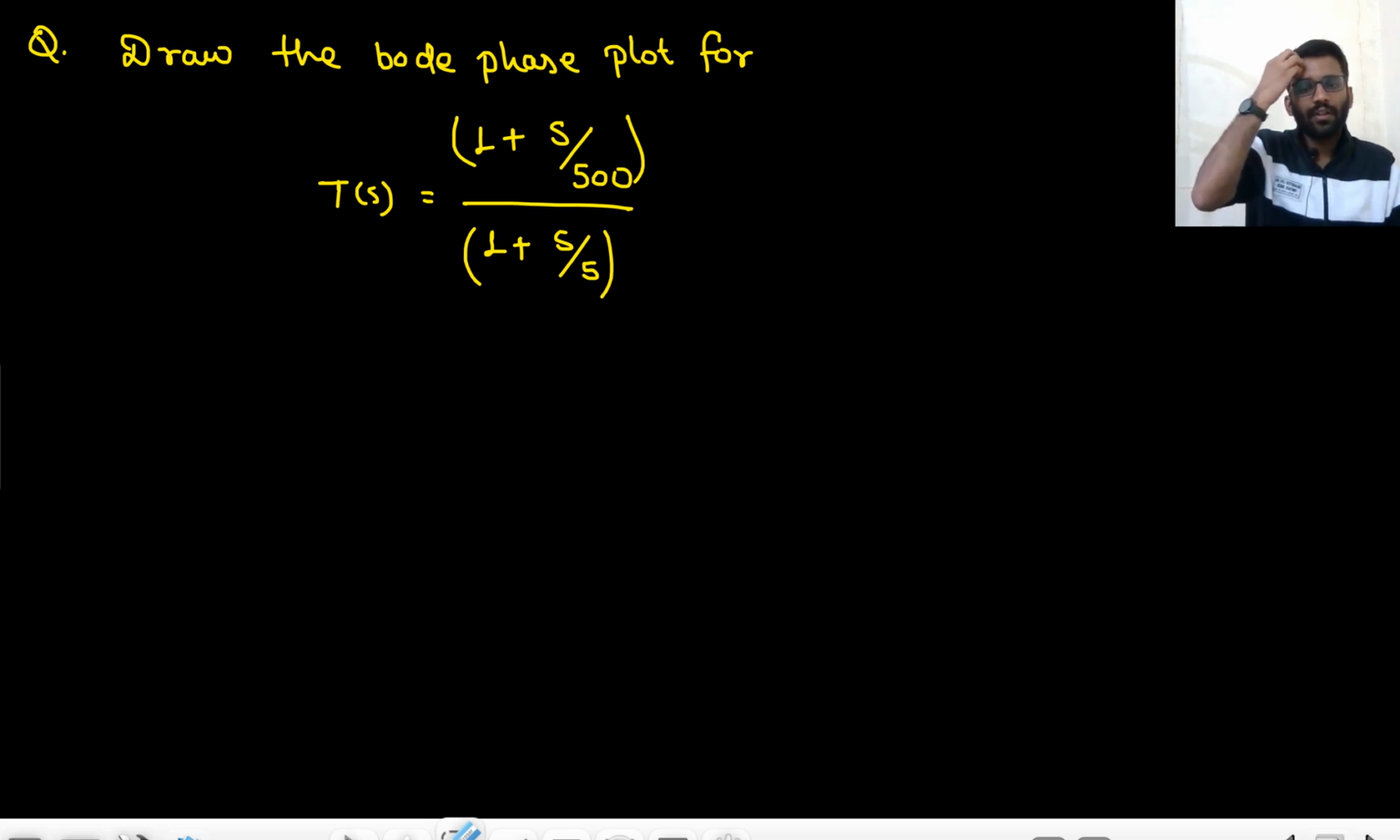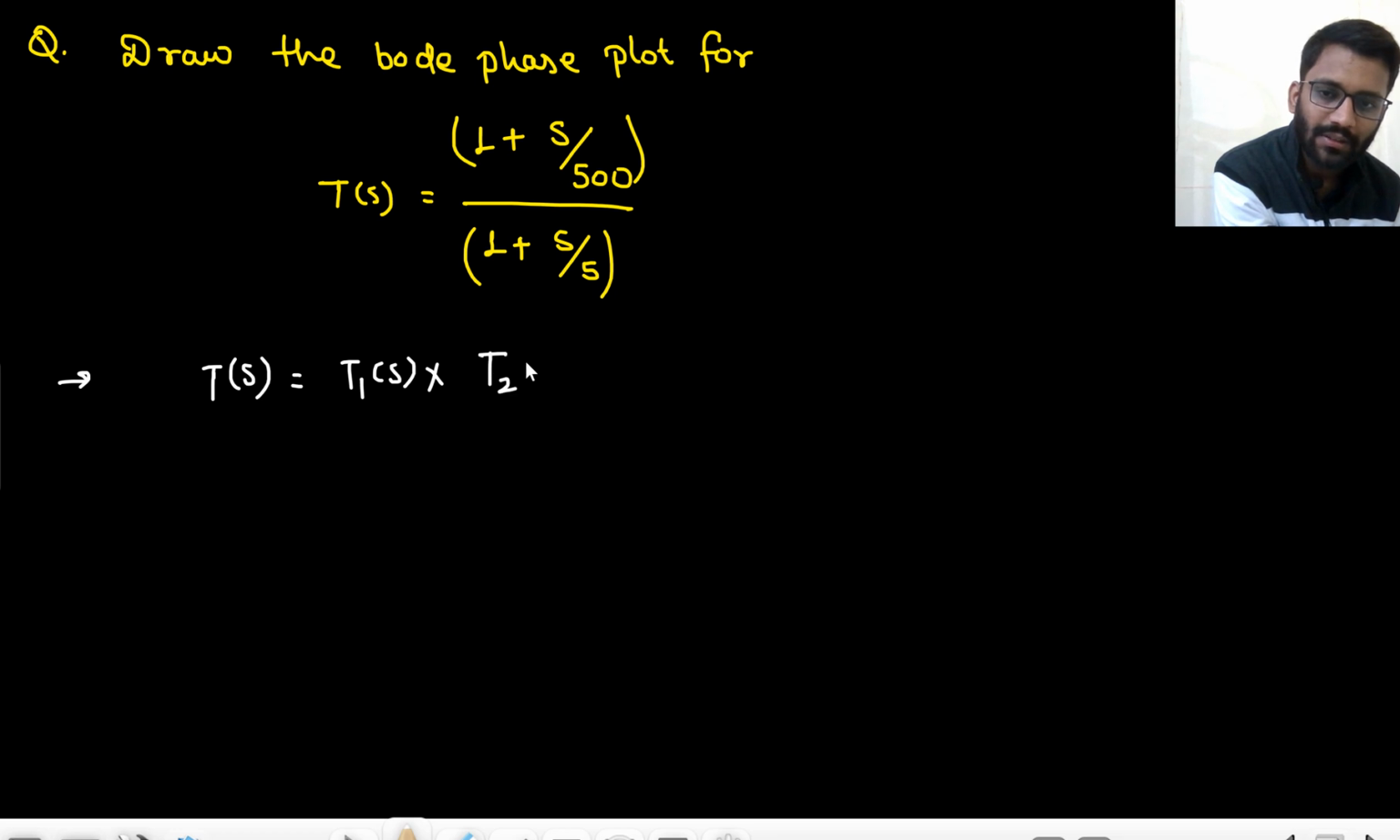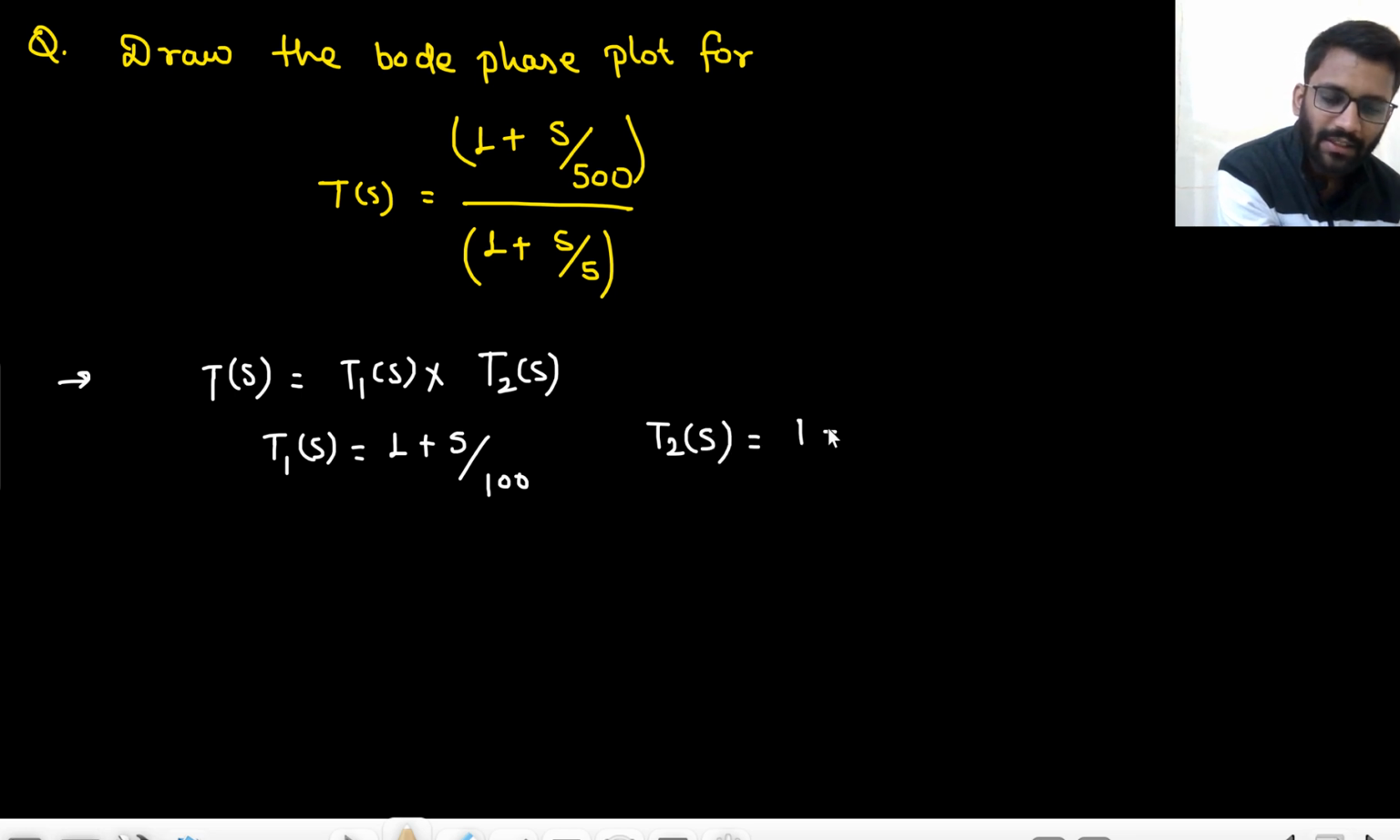But whenever you are drawing phase plot, never try to do it together. Solve separately for pole, separately for the 0, and then see what you can do. Let's just assume I can write my T(S) as T1(S) into T2(S), where my T1(S) is 1 plus S by 500. So this I will solve for the 0, and my T2(S) is 1 upon 1 plus S by 5.